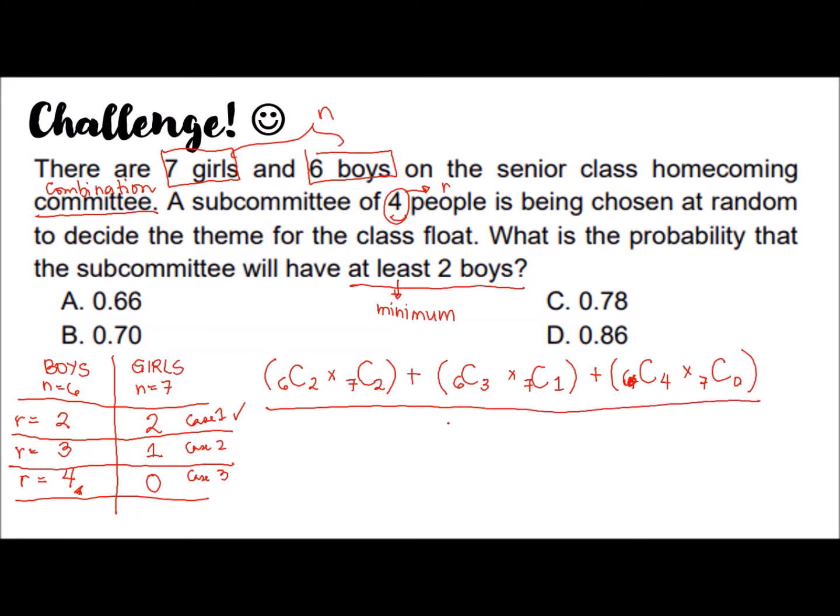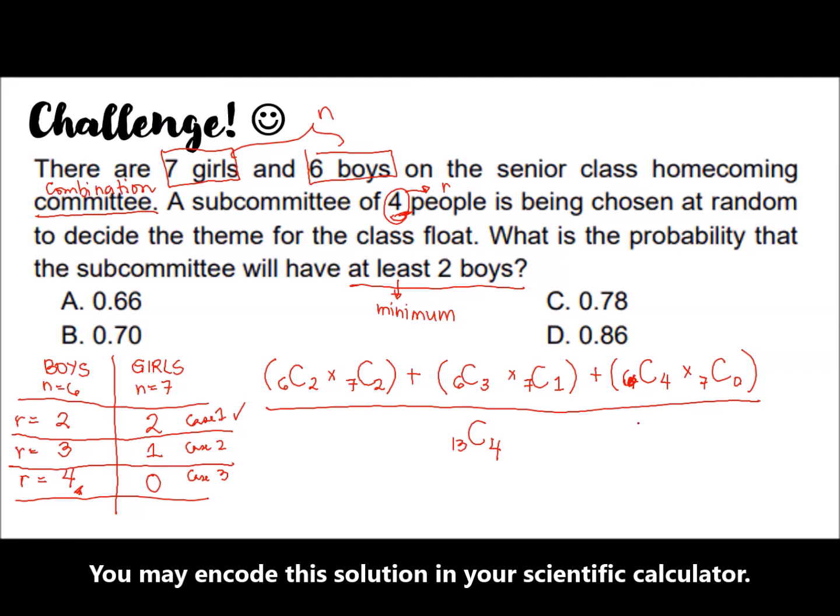numerator. And then, our denominator here is, how many are there in all? How many are there altogether in the homecoming committee? So, we have your 7 plus 6, which is 13. So 13. And how many are needed in the subcommittee? We have here 4. Okay? So you can encode this continuously on your calculator so we can get the answer.